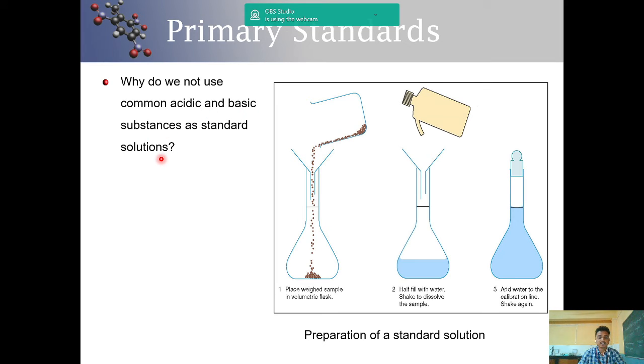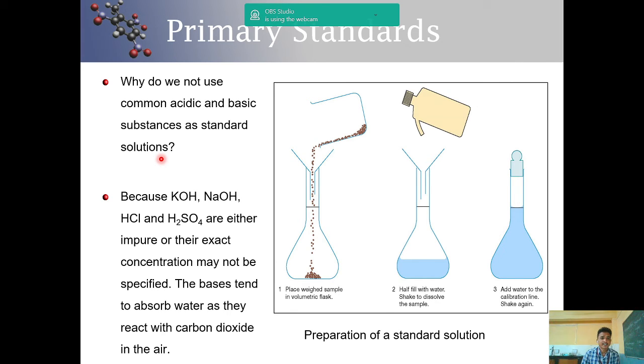That means HCl, hydrochloric acid, and suppose potassium hydroxide, KOH. Why do we not use this type of compound as a primary standard? The answer is that KOH, potassium hydroxide, sodium hydroxide, hydrochloric acid, and H2SO4, sulfuric acid, are either impure. These compounds exist in impure form, or their exact concentrations may not be specified.